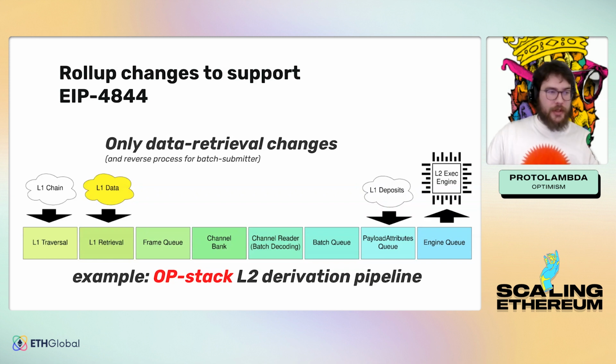And then the batch emitter, which does the reverse process, takes a layer 2 block that has been sequenced. It extracts the inputs and encodes the inputs in a batch. And then the batch needs to be encoded in layer 1 transactions. And this layer 1 transaction is now published with blob data rather than call data.